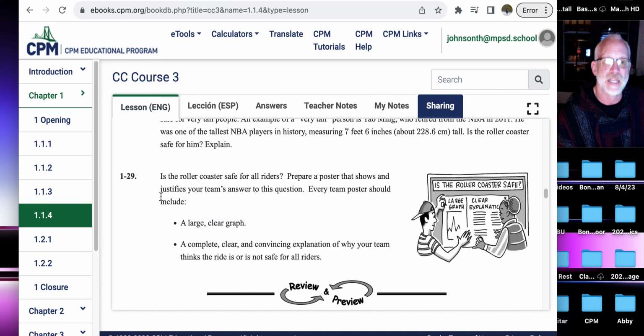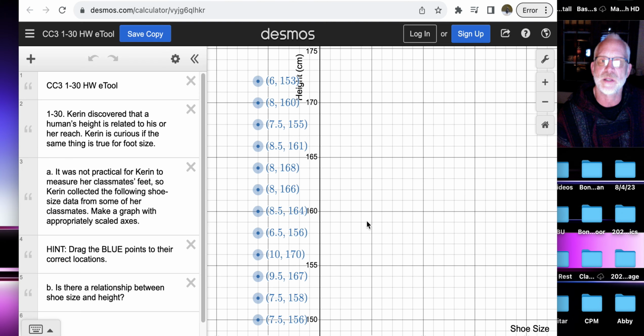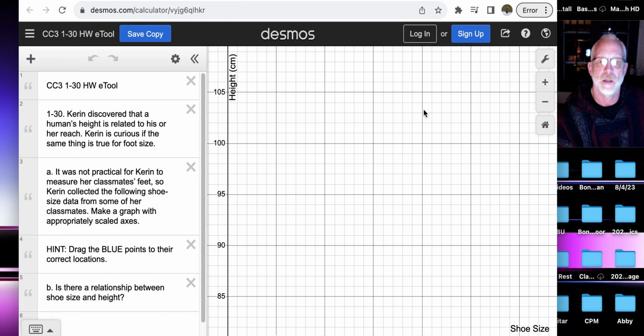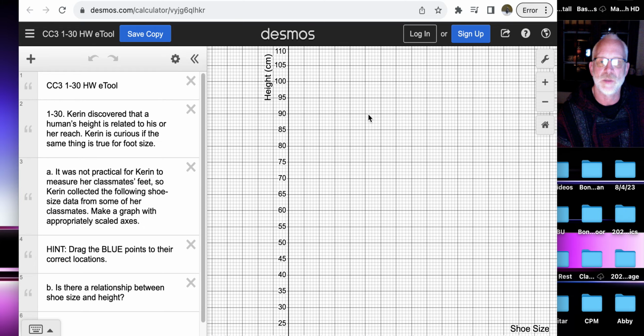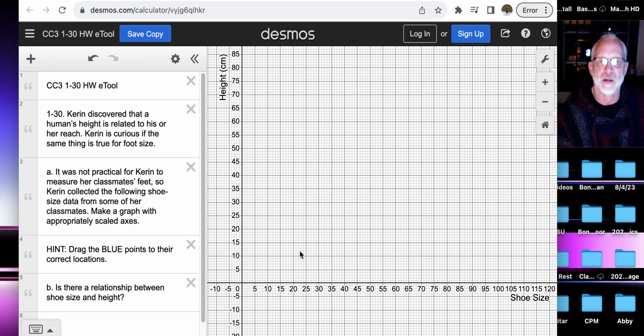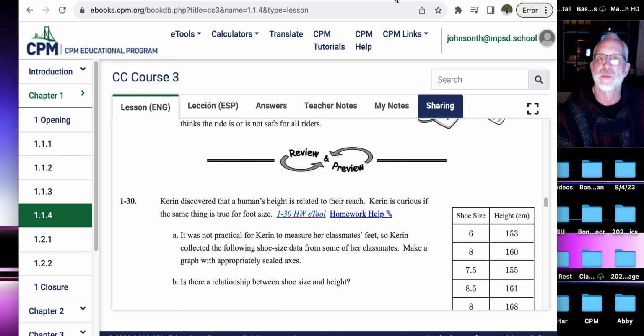Okay. Next, the homework is this. Karen discovered a human height is related to their reach. Karen is curious if the same thing is true for foot size, so she mapped out shoe size versus height. And here's the e-tool for that. So what did Karen do? Karen put the x-axis as shoe size down here. I'm going to zoom out. What did Karen do? Oh yeah, here's shoe size down here. And up here is your height. Okay, so that's done for us, so we can take a look at that.